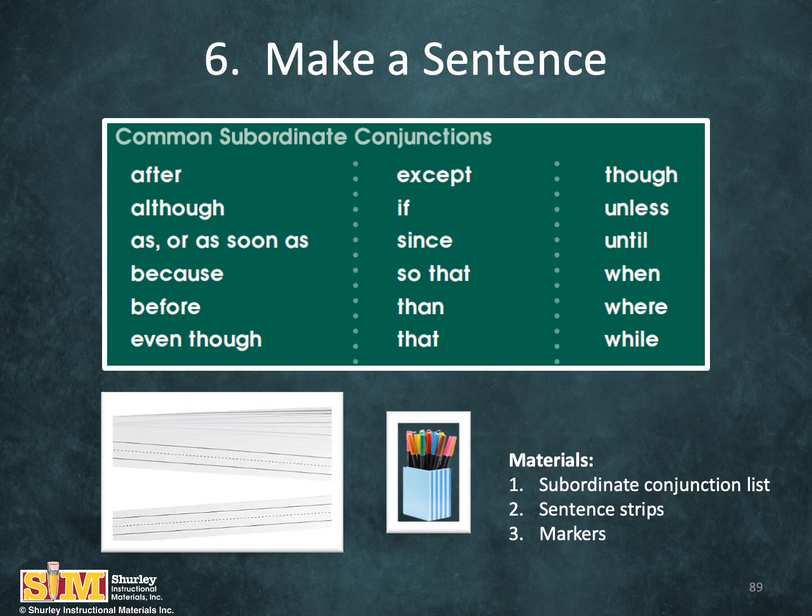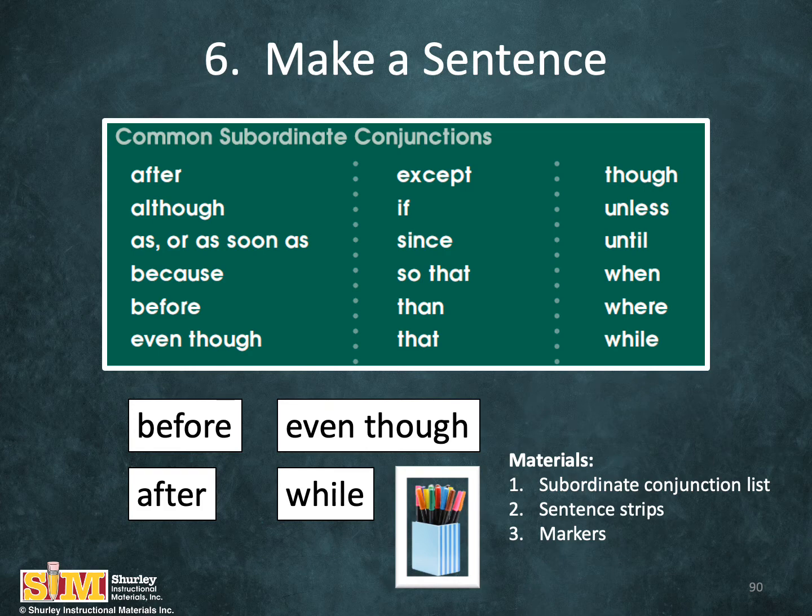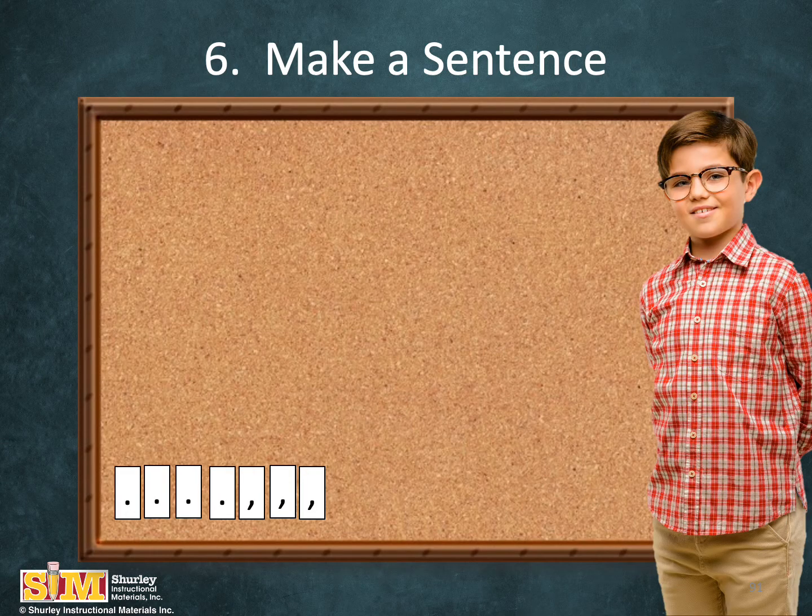Your students will need the list of subordinate conjunctions, sentence strips, and markers. They can use the list as a reference to write the ones they choose to use on the sentence strips with the markers. Let your groups cut up some sentence strips to make punctuation marks. They need periods and commas. The point is that they use the knowledge they have to choose their own structure and use it correctly, which includes the use of punctuation.